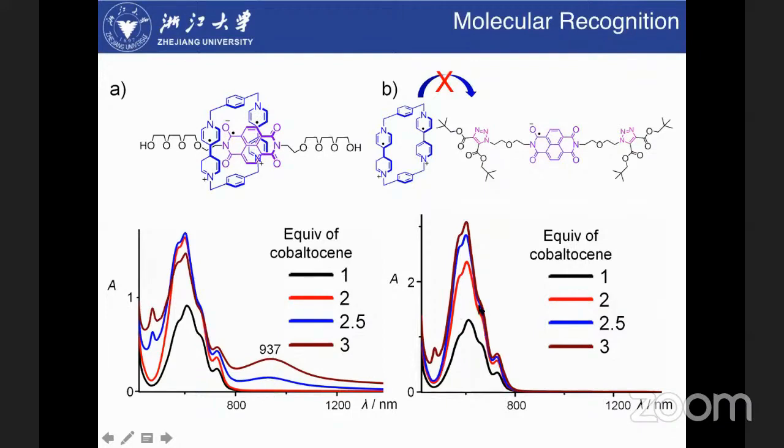And we did a control experiment. You can see if you use a stopper, right, to block the threading, you can still get the radical anion and the radical cation, and there is no pi-pi stacking band here. So this is a signal that this band is a result of host-guest complexation.